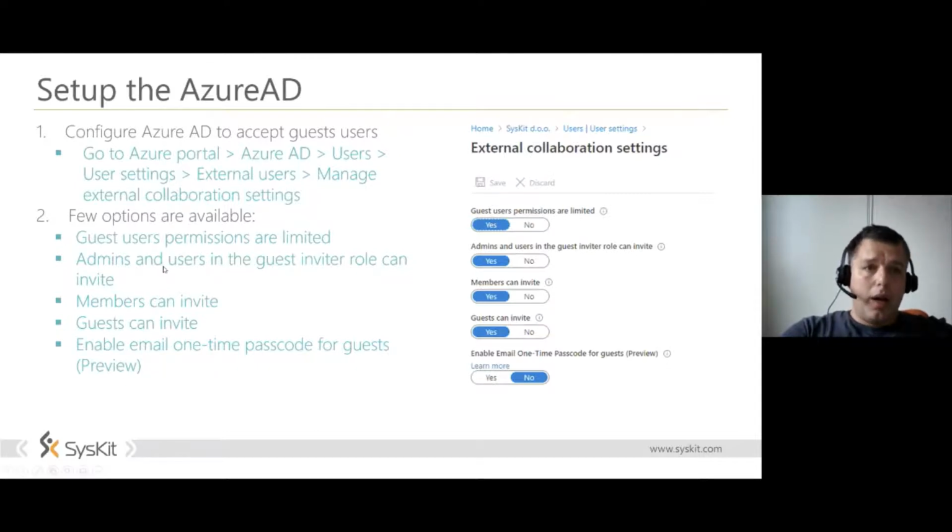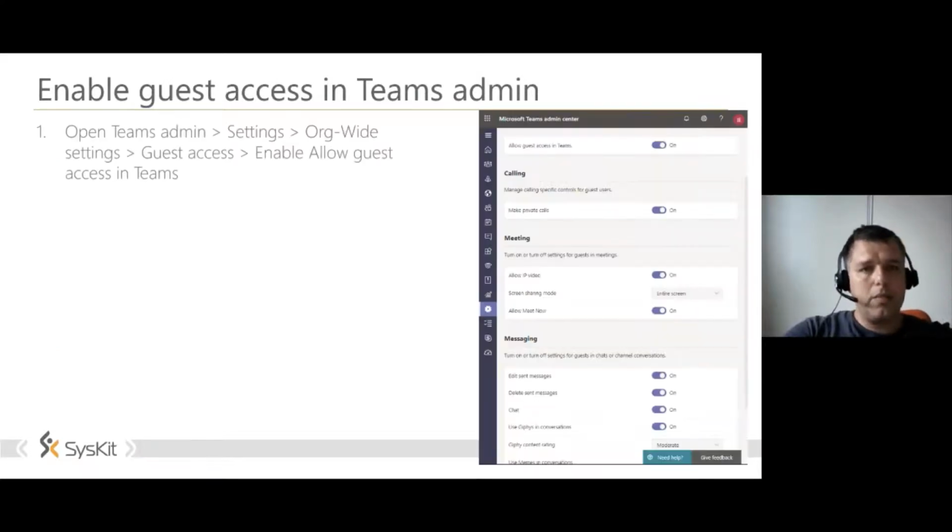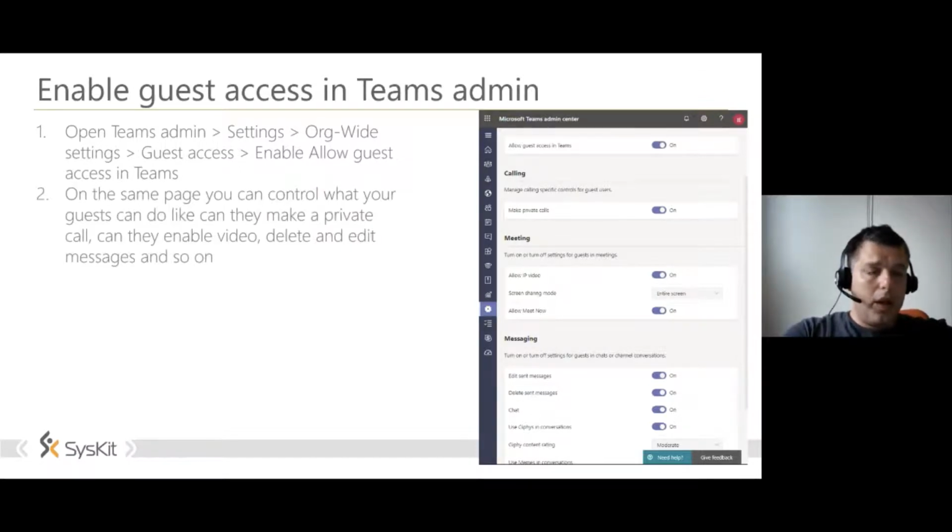Okay. After we set up the Azure AD, we need to enable guest access in Teams. To do this, you need to open the Teams Admin Center, go to Settings, Organization-wide Settings, Guest Access, and enable Allow Guest Access in Teams. By default, of course, this setting is disabled.